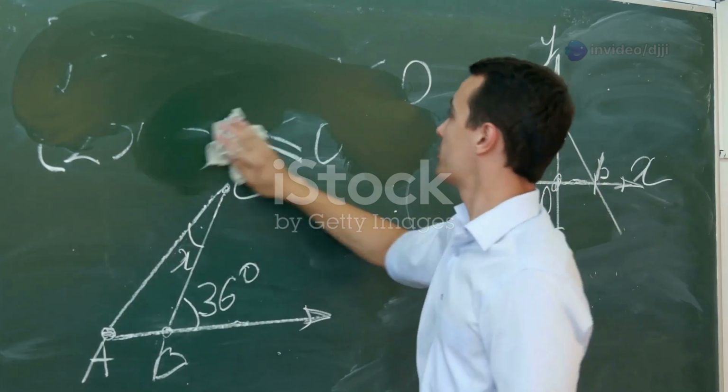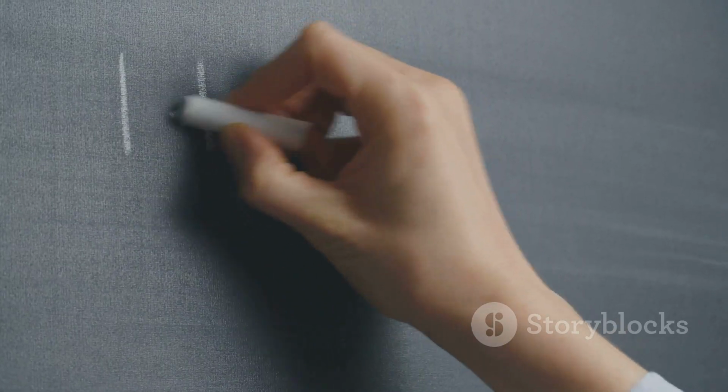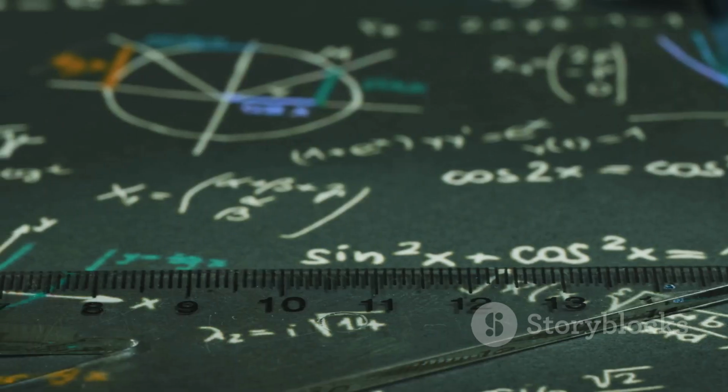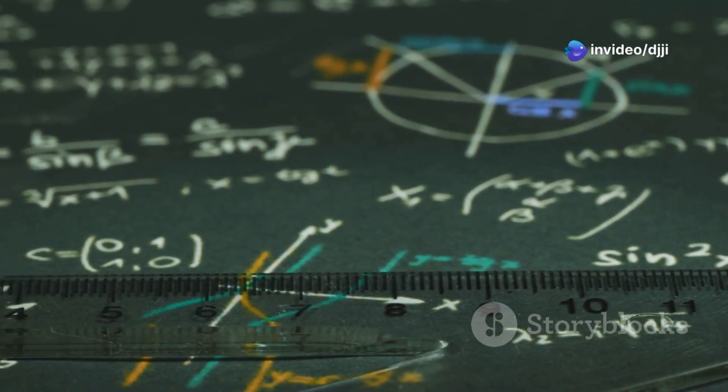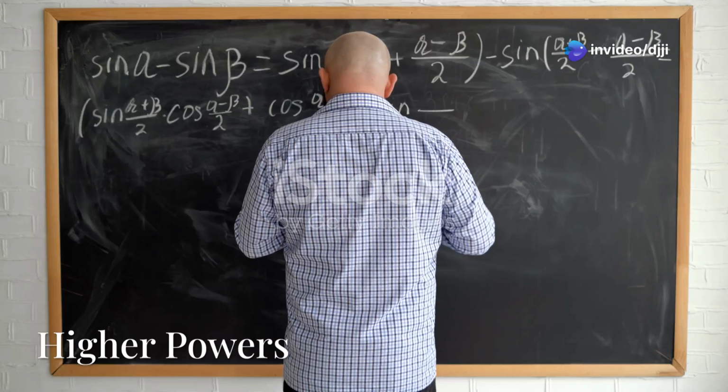Finally, let's tackle multiple variables. For example, if we need to factor x squared minus y squared, this is already a perfect setup. X squared minus y squared equals the product of x minus y and x plus y.